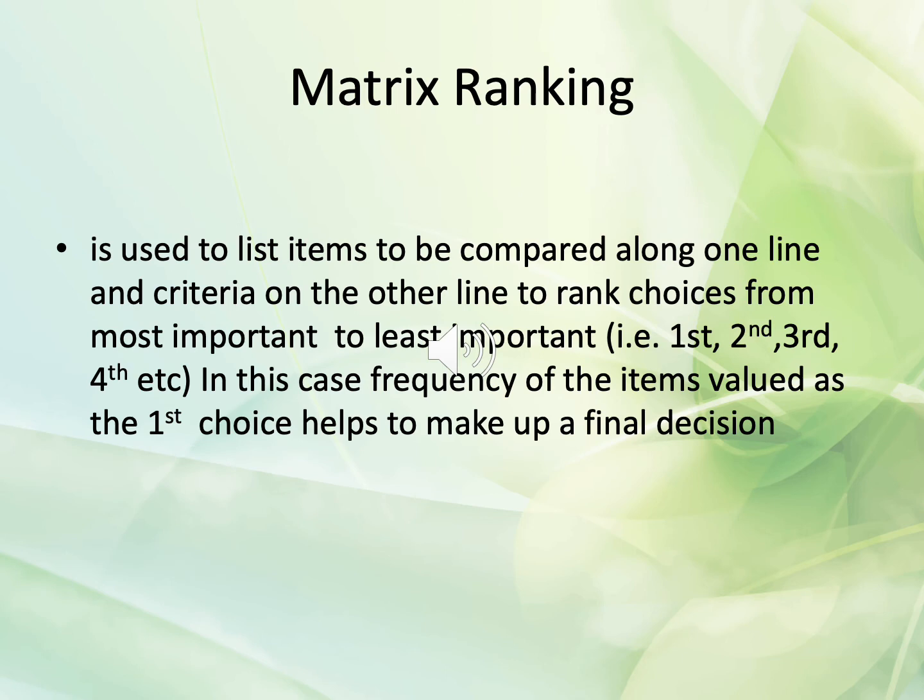Matrix ranking is used to list items to be compared along one line and criteria on the other line to rank choices from most important to least important. So the most important are given marks as first, second, and the least important are getting third, fourth marks or numbering. In this case, frequency of the items valued as the first choice helps us to make the final decision.